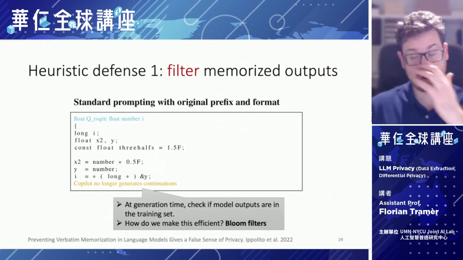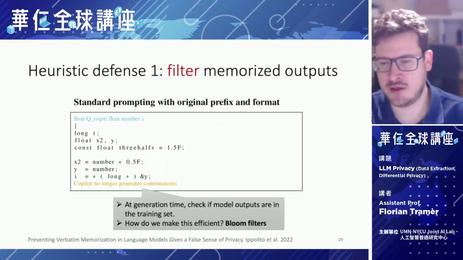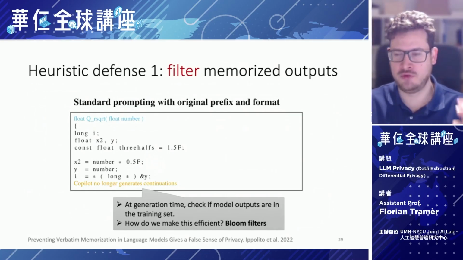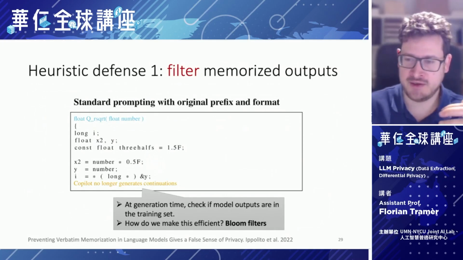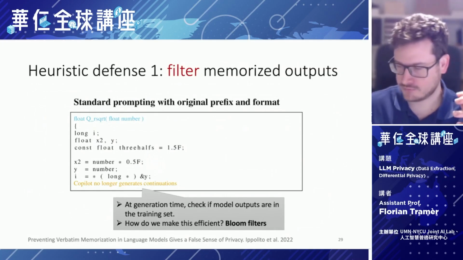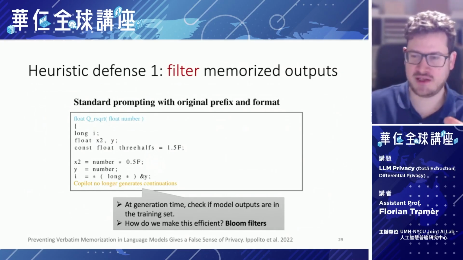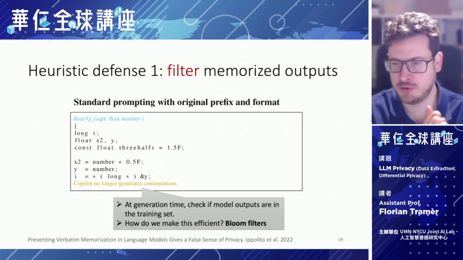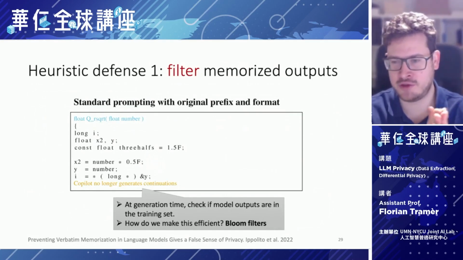And the reason is that there's essentially a filter on top of the model outputs that just checks whether the current generation is part of the training data. This is something you could check quite efficiently using something like a Bloom filter or other data structures.